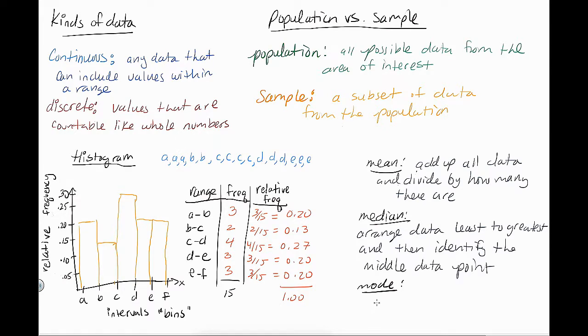The last one is the mode. The mode represents what data value occurred the most, so which one repeated the most. So this is just kind of a brief overview of some things we're going to be talking about moving forward.